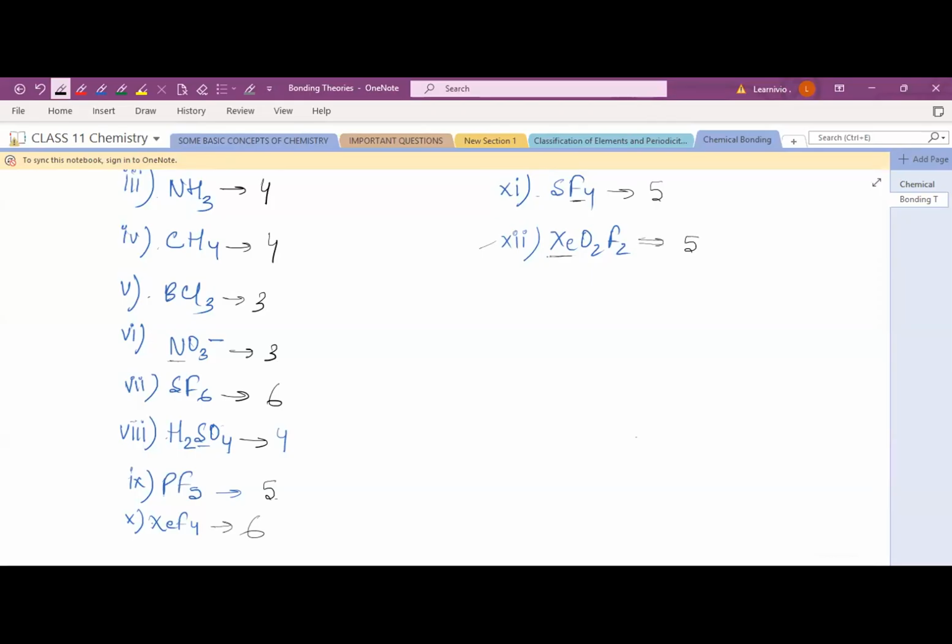So xenon has 8 electrons in the valence shell, right? And the oxygen is divalent, so we will not consider that. We will consider only 2 fluorine. So 1 upon 2, 8 plus 2, right? So it will give you half multiplied by 10, so 5.